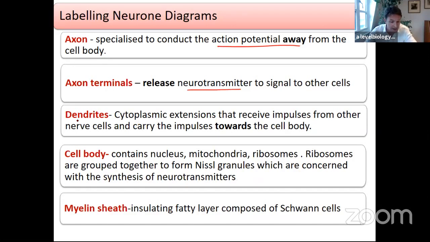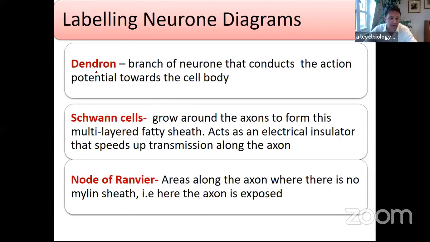Then you've got dendrites, and dendrites carry the impulse towards the cell body. The cell body contains nucleus, mitochondria, ribosomes. And then you've got the myelin sheath, which is the fatty insulating layer. Okay, then you've got a dendron, Schwann cells, node of Ranvier. Node of Ranvier is the area along the axon where you don't have the myelination. And that part is where the axon is exposed and where an action potential can occur.